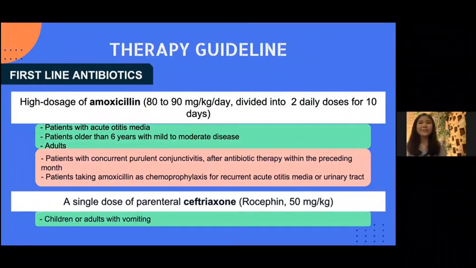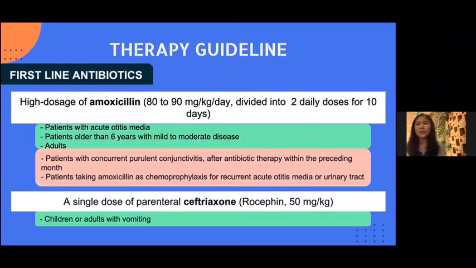Hello, my name is Cassandra Tenedamara, with my last three digits 152, and now I'll be explaining about the therapy guideline of the first-line antibiotics. High-dose amoxicillin, 80 to 90 milligrams per kilogram per day, divided into 2 daily doses for 10 days, is recommended for first-line antibiotic therapy for patients with acute otitis media because amoxicillin is effective, safe, affordable, and has a narrow microbiologic spectrum. For patients who are older than 6 years with mild to moderate disease, a 5 to 7 day course is sufficient.